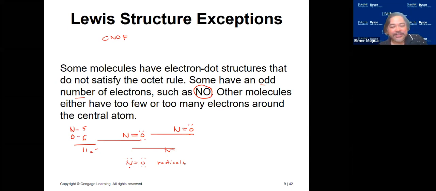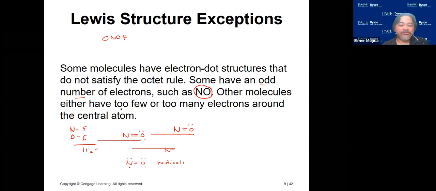Sometimes it's not really perceived as a positive thing. Sometimes it's always associated with negative connotation, right? As our president always says, the radical left, okay? So radicals, usually, they are odd electron molecules. And they're not good in our body, okay? The so-called free radicals. Some say they are the main cause of cancer. So that's one exception to the octet.